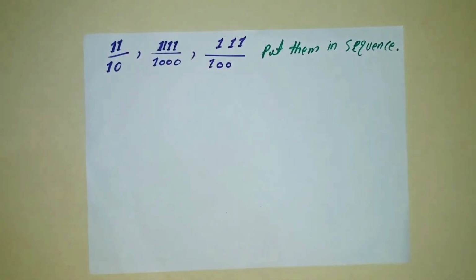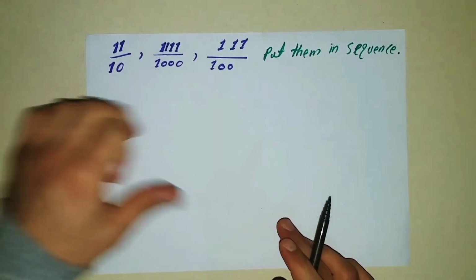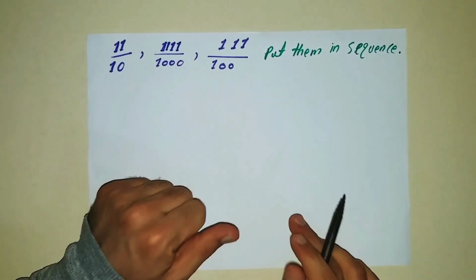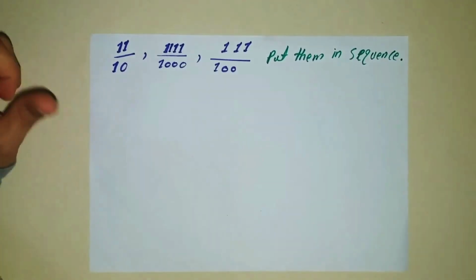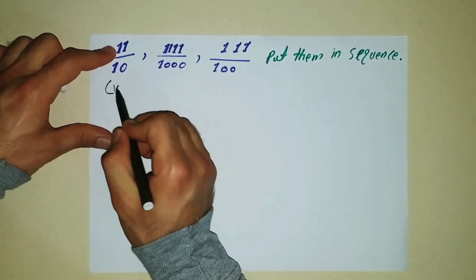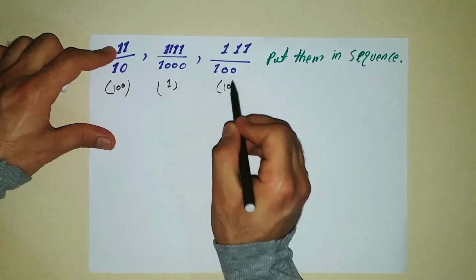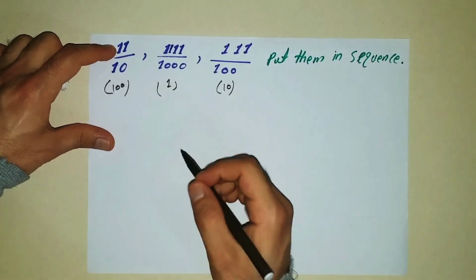Let's solve this question. It is according to that question. Put them in sequence. I will see their numerators are not the same and denominators are also not the same, so I will make them equal. I can multiply this with 100, this with 1, and this with 10, so it will make them equal.